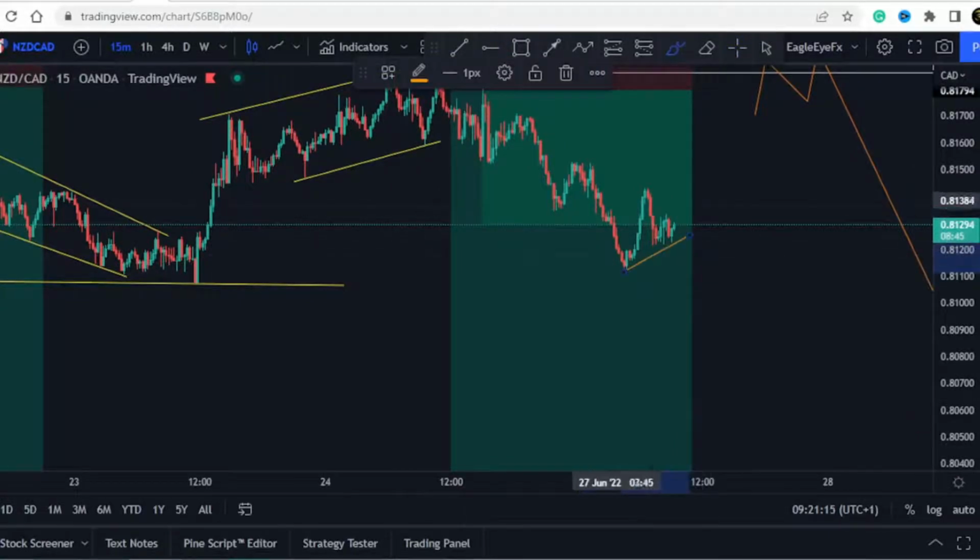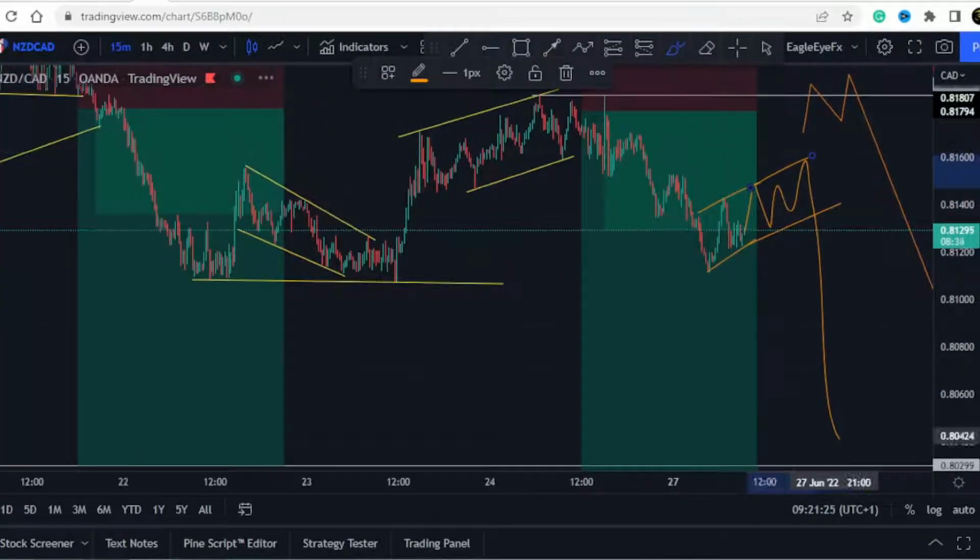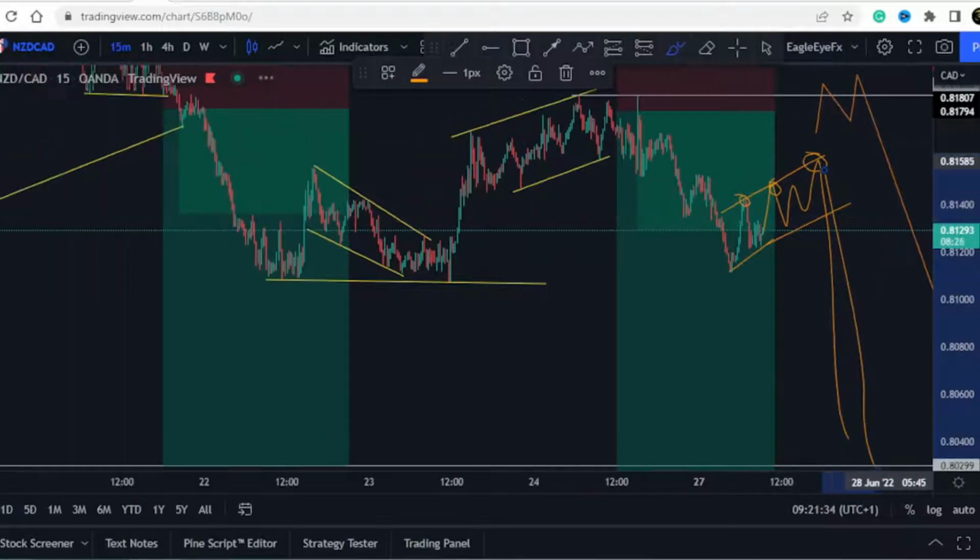So it's quite consolidating for now, but you can see that it's almost like giving us another structure over here. So maybe it wants to give us a bigger flag before it does what? Before it goes down. So I'm looking more. This is the first touch. I'm looking maybe for another touch, a second touch here, and then maybe another touch before we see a push to the downside. All right.